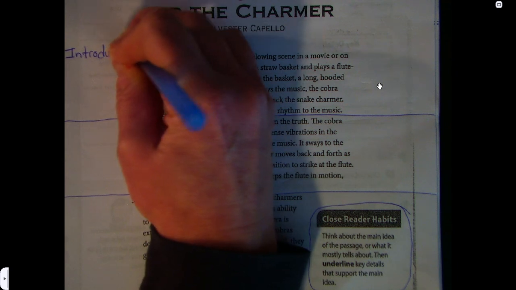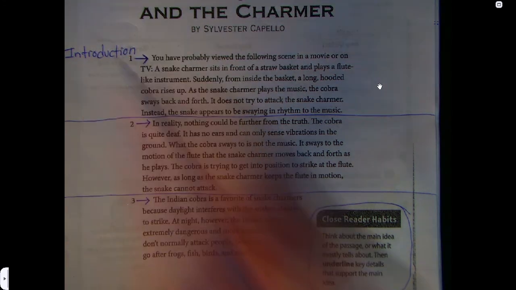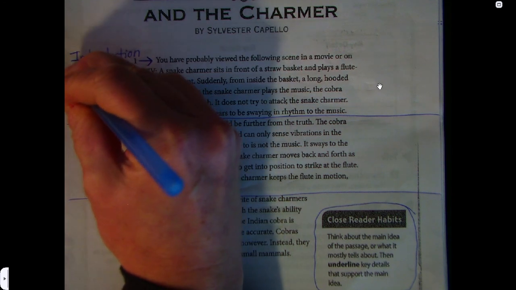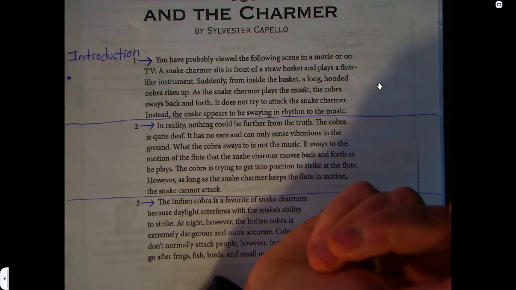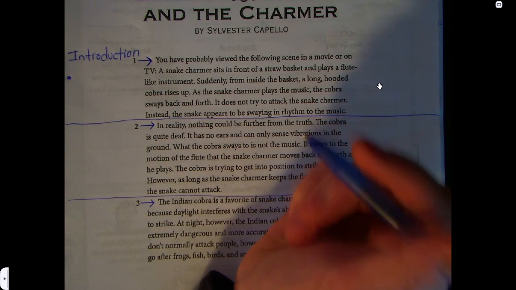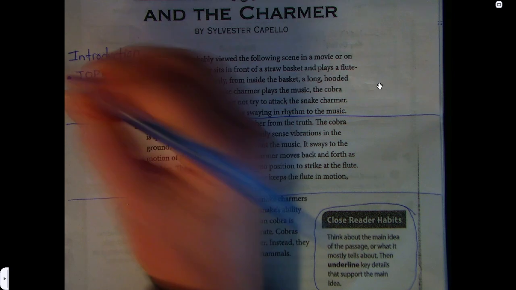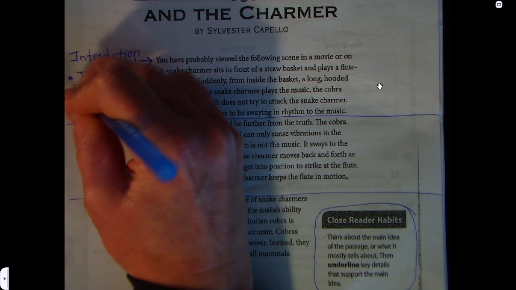It is introducing the reader to the topic. I'm going to write "introduction" here. It's introducing me to the topic. What do you think the topic is? What do you think? Well, if you said snake charming or snake charmers, then you would be correct. So I'll write topic: snake charming.